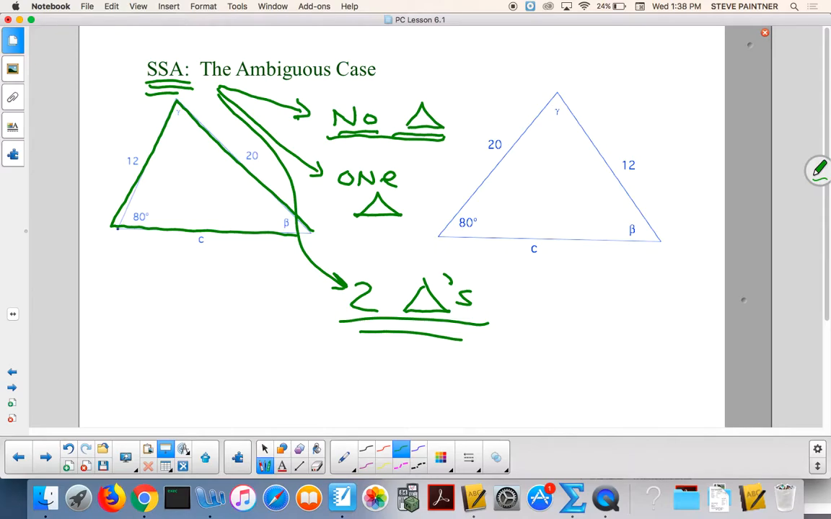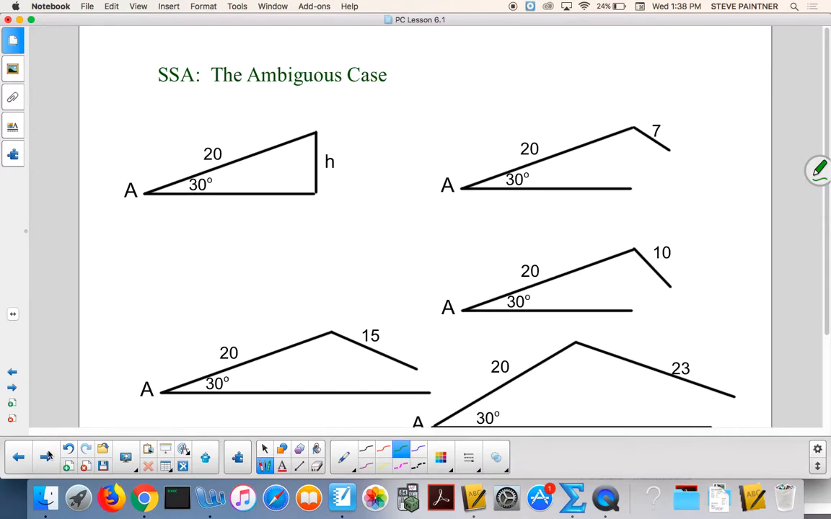But why? Okay. Here we go. Now pay attention, because you don't have this slide, and I want to show you this. I want to show you why this works. So whenever you get side, angle in your book, you got to go, wait a second. There might be two, there might be one, there might be none. All right. So here we go.